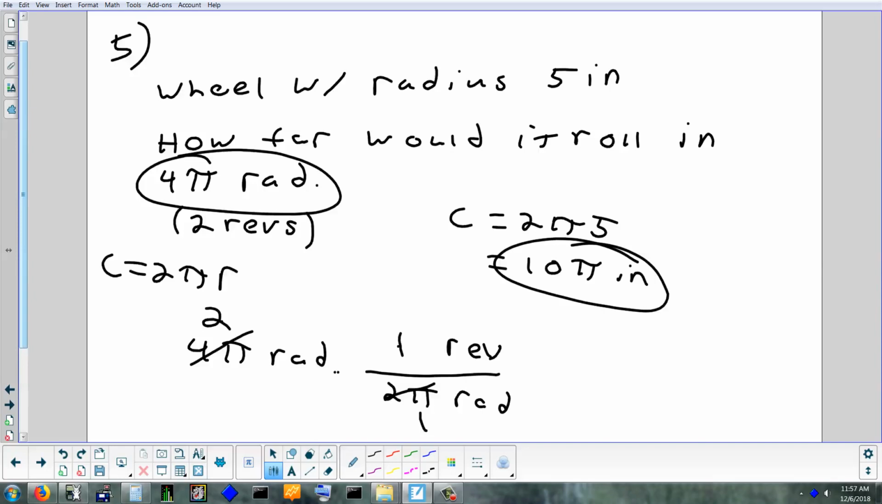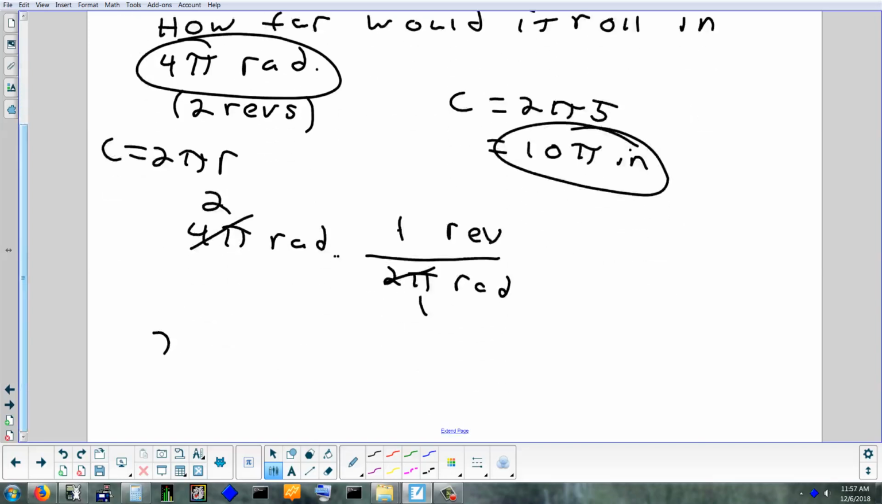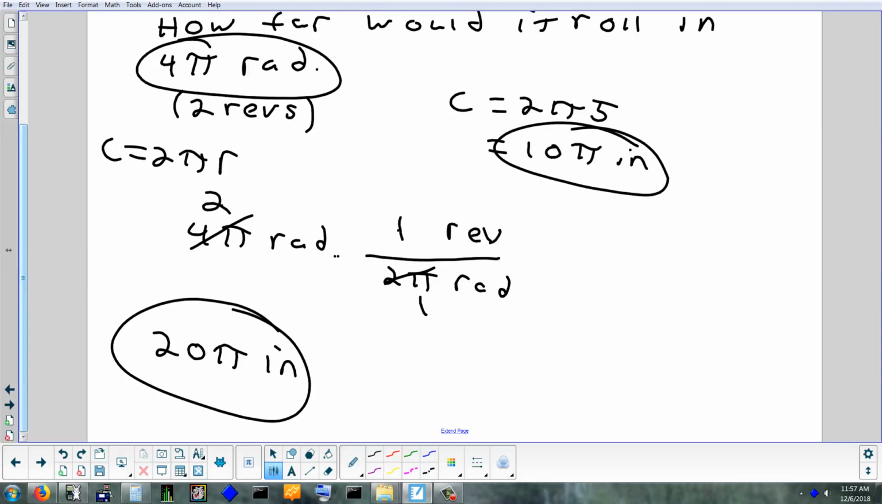So what would I do with my circumference to figure out how far it would roll? Multiply by 2. So this wheel would roll 20 pi inches. If this wheel was on the ground and it rolled 2 times away from you, it would be about, well, 20 times 3 is 60, so a little over 60 inches away from you. Okay, but it's helpful to have it in revolutions. All right, so we got that one.